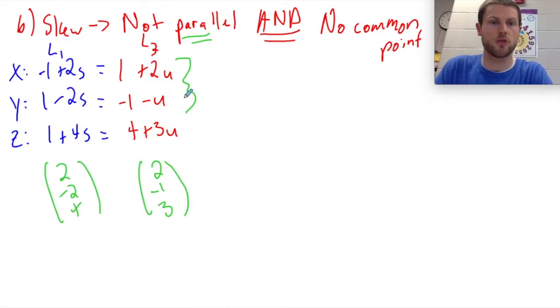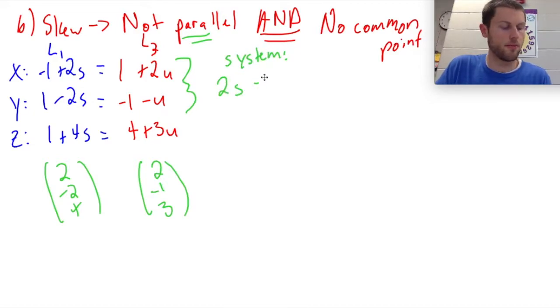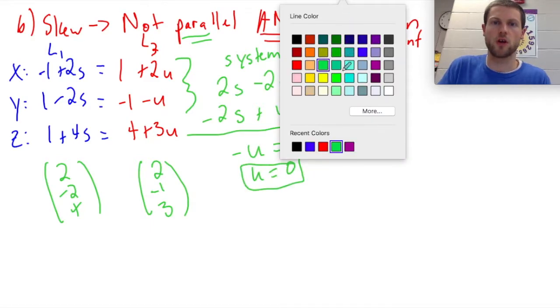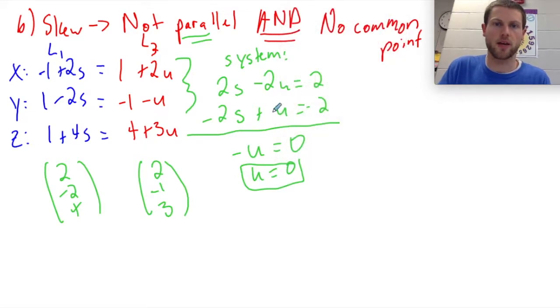And I'm going to combine these two equations. And let's make this system as below. 2s minus 2u equals 2. Just rearrange these x parametric equations. Then let's rearrange the y parametric equation so it looks like this. I'm going to add them up. The s's will cancel and I get negative u equals 0. So that means that u must equal 0. And then if I plug in 0 for u and solve for s, I come out with s equals 1.